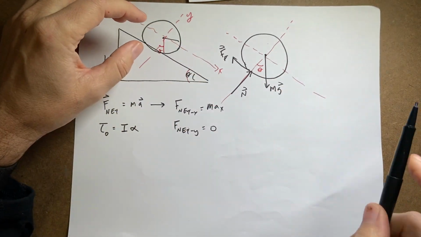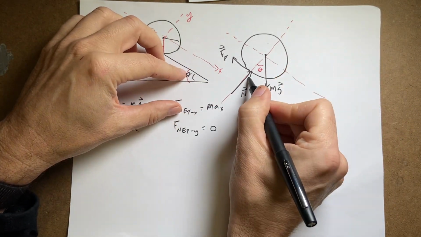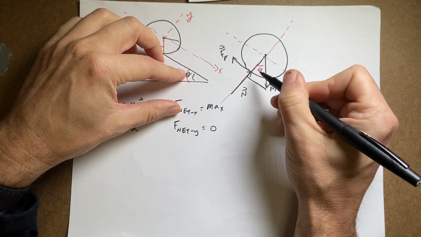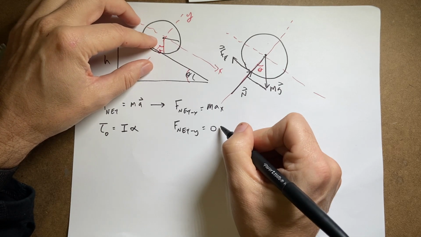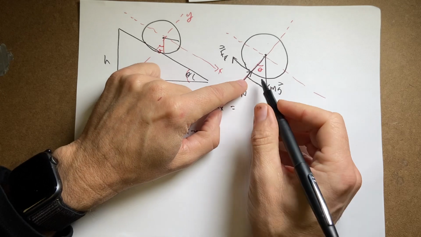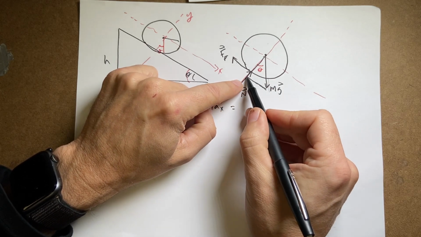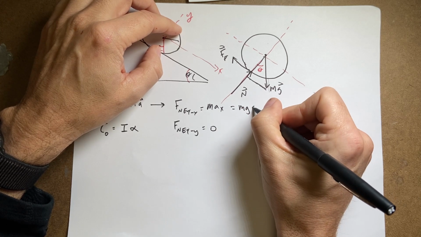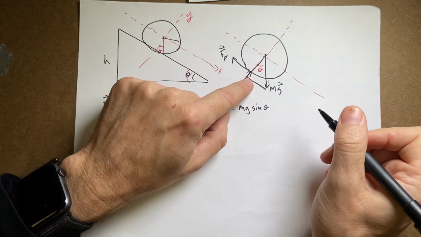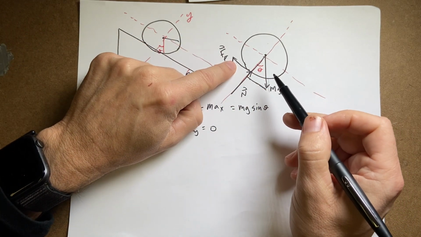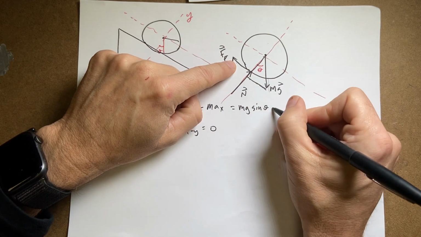So I have two forces in the x direction. I have this component of the gravitational force, there's my right triangle, and I have the frictional force. So I can write this as equal to, and this is my positive x direction, if this is mg, this is going to be mg sine theta. That's the component of the gravitational force in the x direction. But I also have this friction force in the negative x direction, so let's just add that.